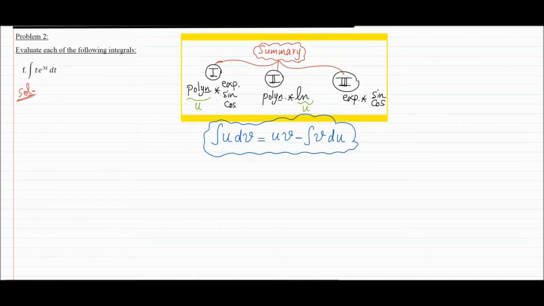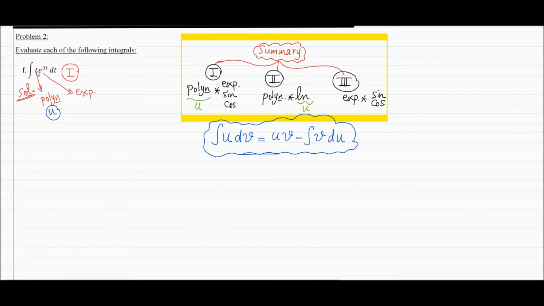And now it's time to go to problem number 2, which is evaluate each of the following integrals. I will start with item number F, which is integration of t e^(3t) dt. Here in this problem, you have a product of two functions with different types, and here this problem can be categorized as group number I. So you have here t, which is a polynomial, multiplied by e^(3t), which is an exponential function. So I have to select that u as the polynomial.